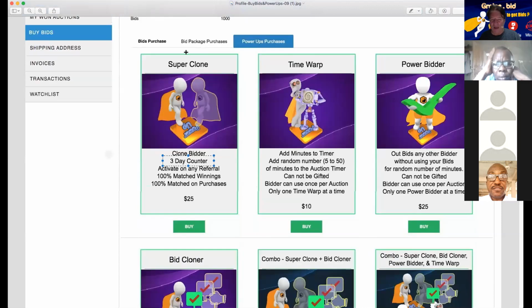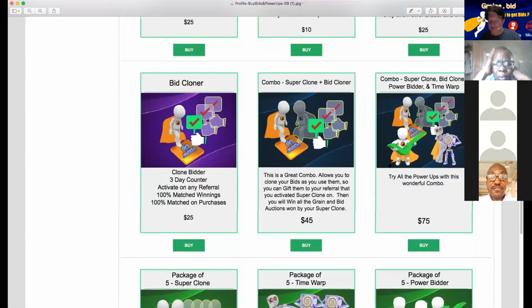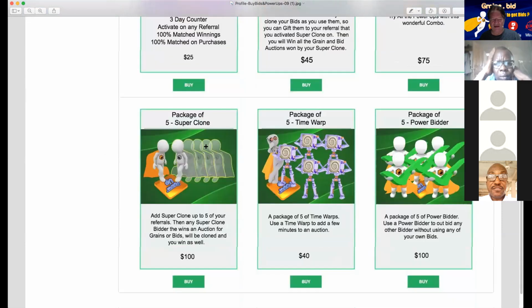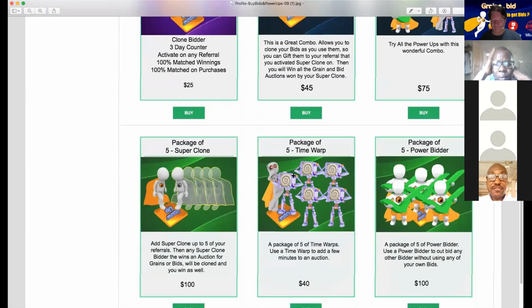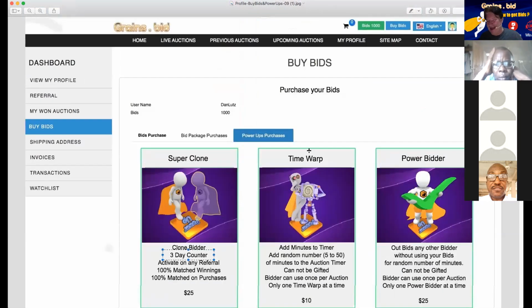So those are the 4 power-ups. These are all just combinations of the power-ups down below, and this is bulk packages of the same ones, which is basically buy 4 get 1 free. So those are the things that we're working on adding to the auction. It doesn't affect the auctions right now, as they are auctions and they work just fine. These are upgrades that we're going to be coming out with over the next month.